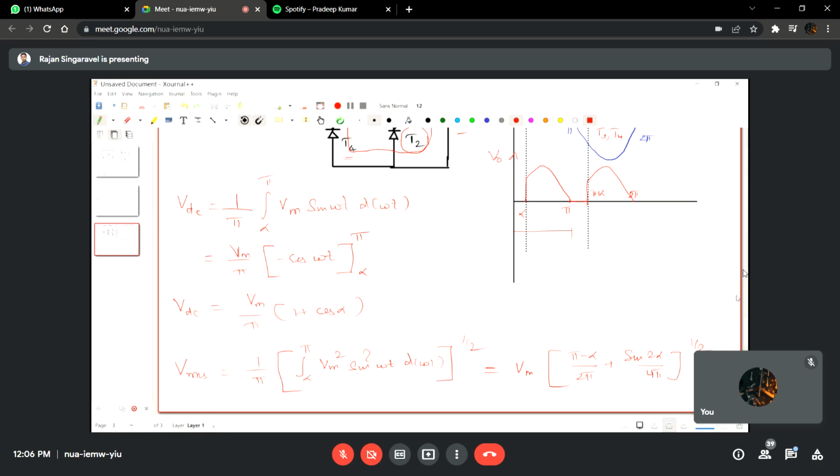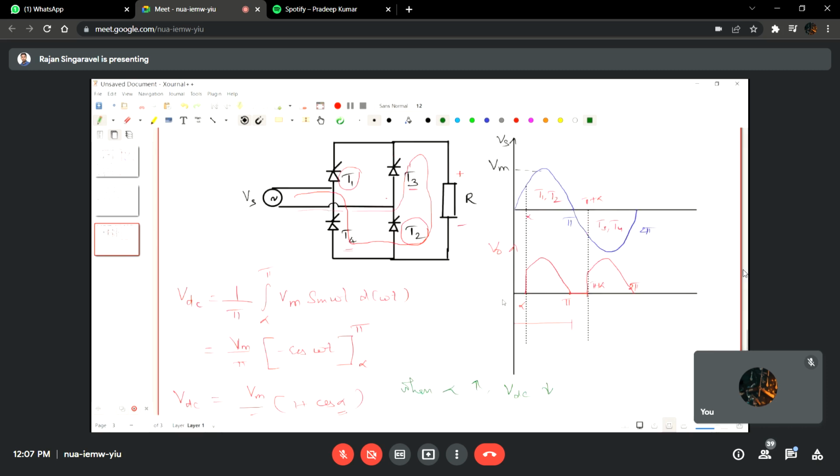Right. So now this is the condition. This is the working condition of a full wave rectifier when it is supplying the R load. And we have to understand, even at least from the average output DC voltage, when you increase alpha, the average DC voltage will be reduced. Right? When alpha increases, the VDC decreases.